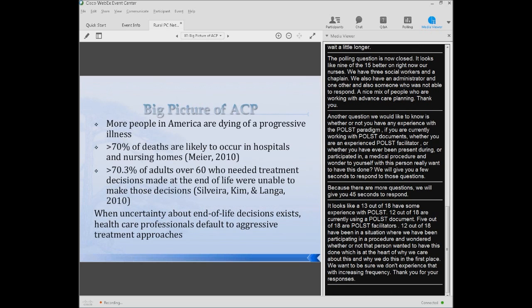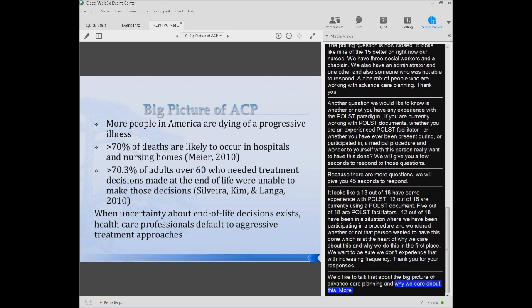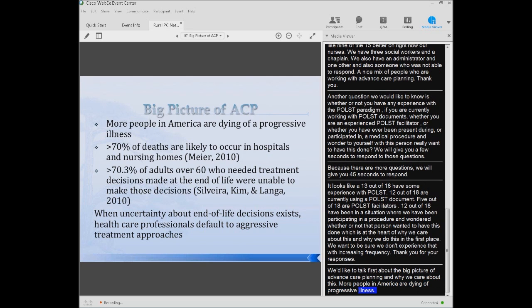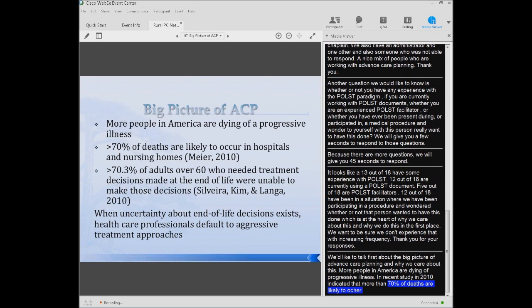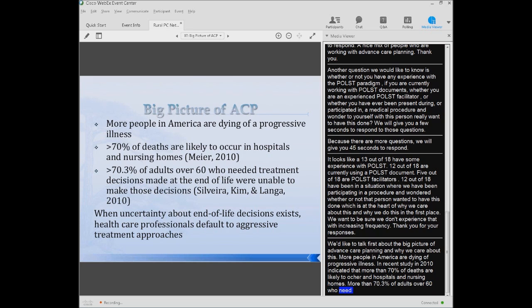We'd like to talk first of all, just starting out, about the big picture of advanced care planning, and again, why we care about this. More people in America certainly are dying of progressive illness. I don't think that's news much to any of us. A recent study by Meyer in 2010 indicated that more than 70% of deaths are likely to occur in hospitals and nursing homes, so under the care of others. More than 70.3% of adults over 60 who needed treatment decisions made at the end of life were unable to make those decisions, and that was a different study also done in 2010.